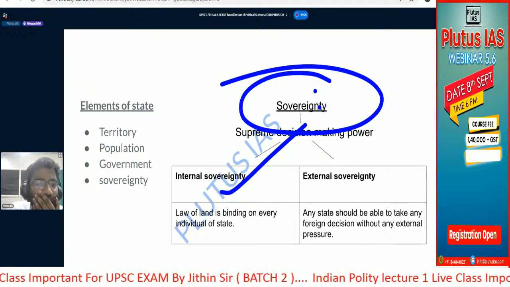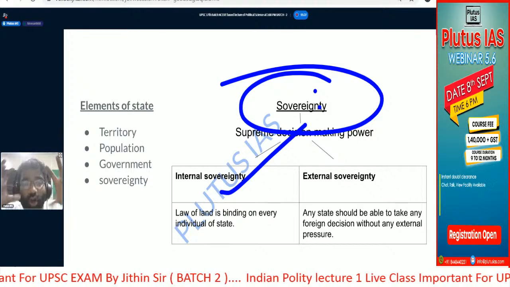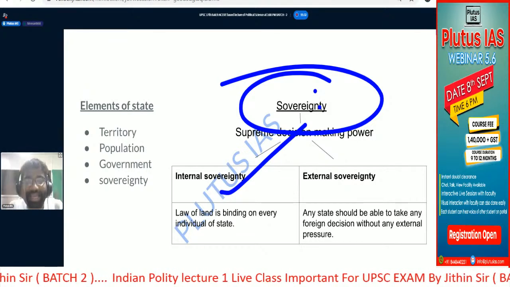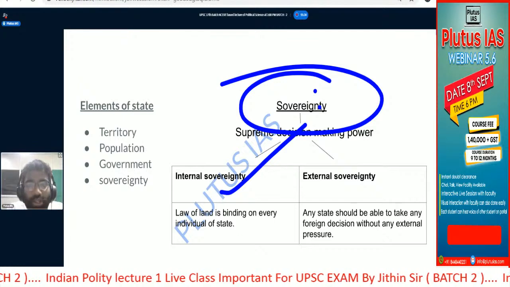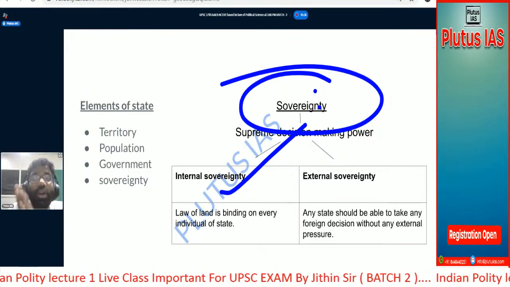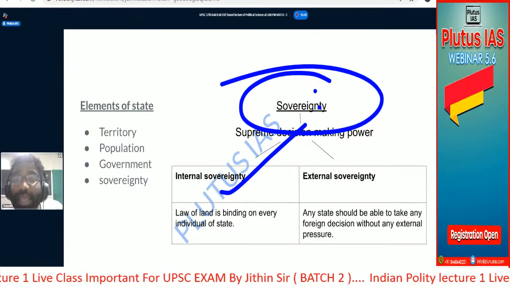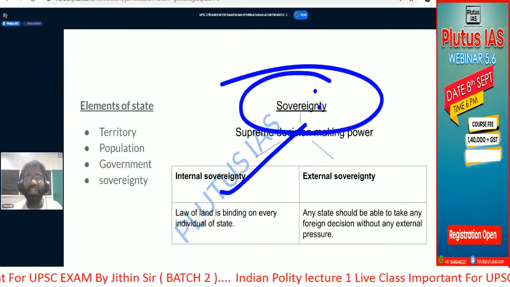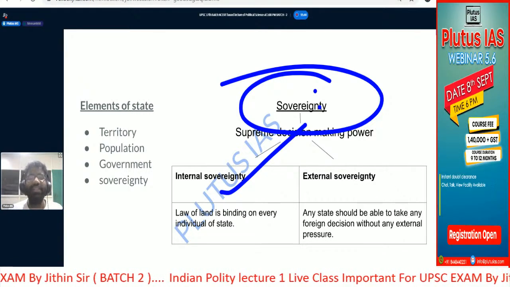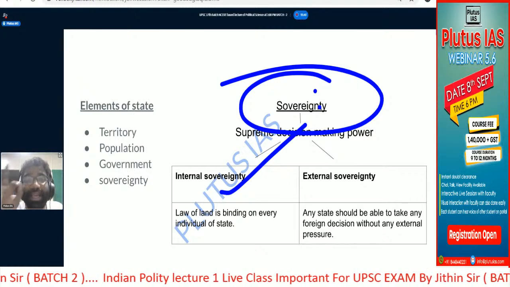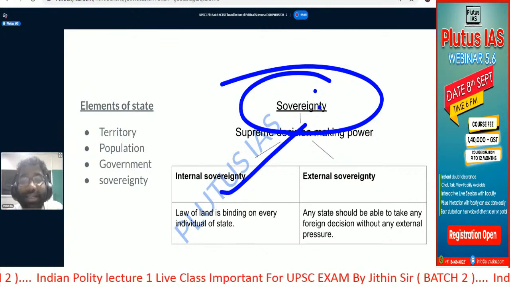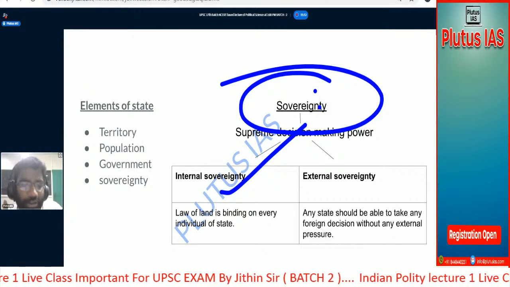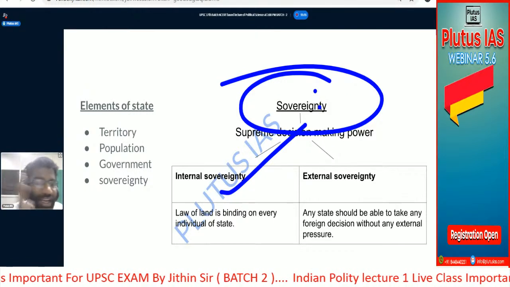Law of this land, the law made by the Constitution of India, is binding. The law is applicable on every citizen of India, be it the Prime Minister of India or be it Nikhil or be it Jithin. It is binding on each and every citizen of India. Nobody can violate this law. Everyone is under this law. That is internal sovereignty within the land of India. Clear?